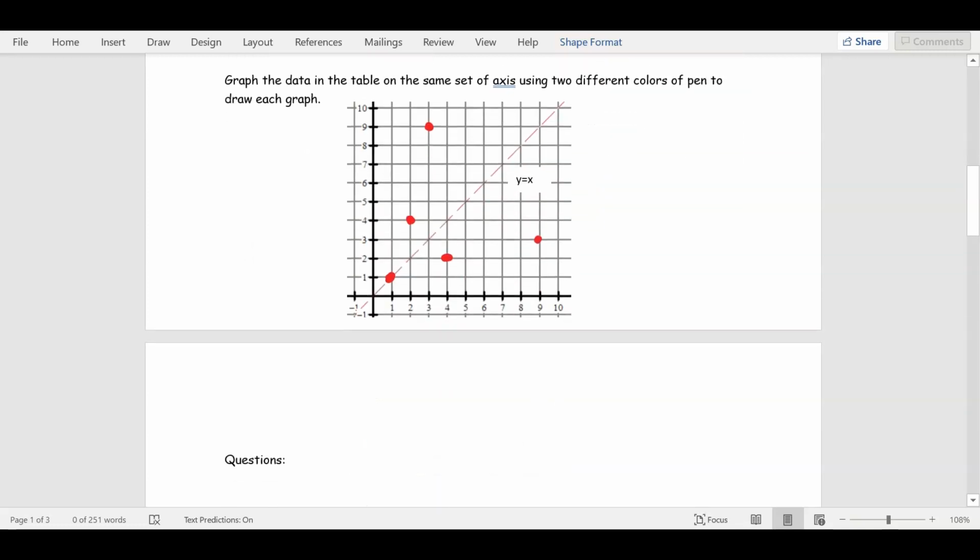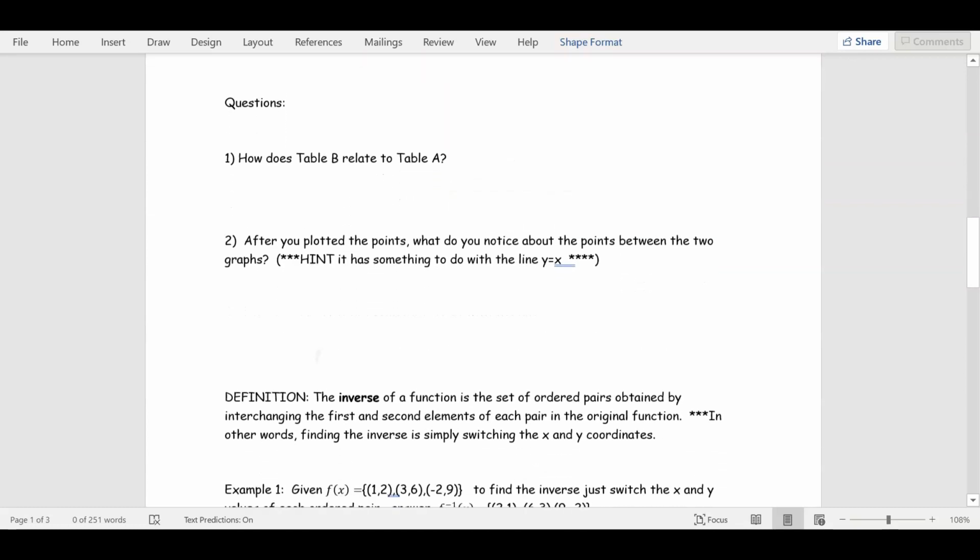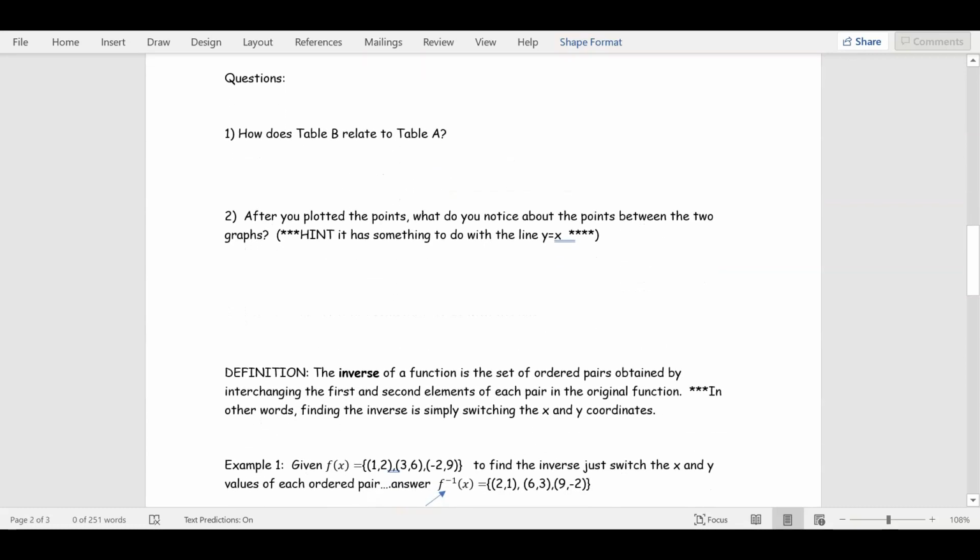A good observation. Let's write that on the back. So go ahead and flip it over. If you plot those 3 points, how does table B relate to table A? It was just what? Flipped. Yeah. Flip or switch. Actually, you can say switch X and Y.